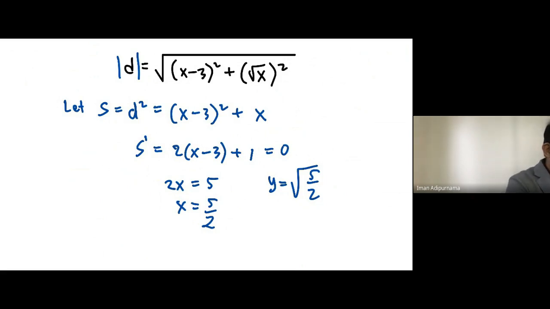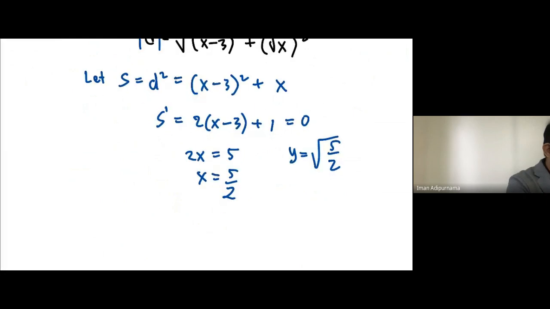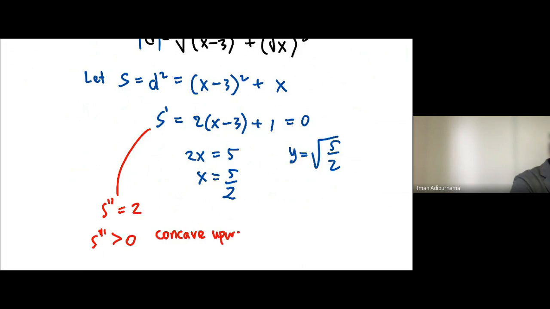If you want to check the concavity, you can. We derive once more, it's 2, right? Which is positive. So the concavity is positive. What happens with positive concavity? It will be concave upward, like this, and precisely it will have the minimum value here.